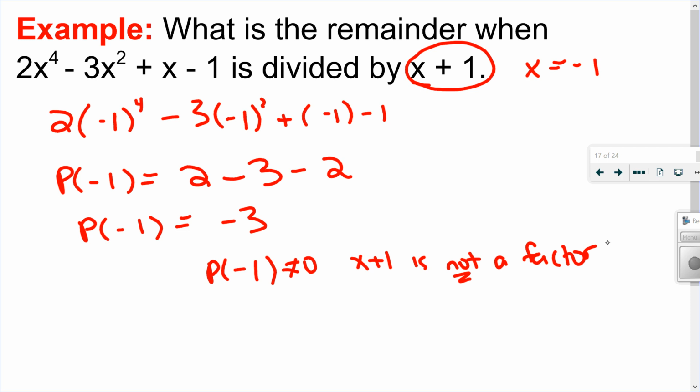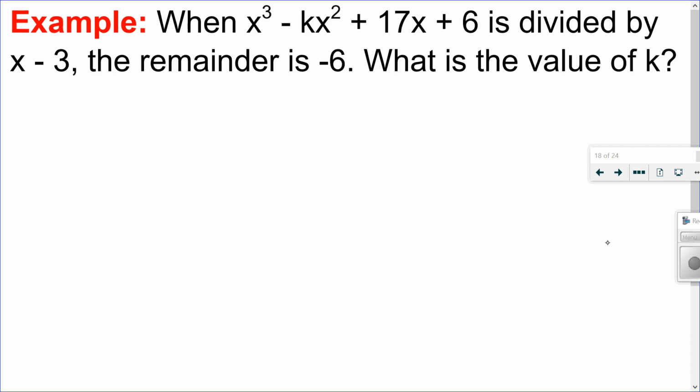So let's try some little twists on these questions. This time I'm going to give you the remainder and the factor, and you're going to solve for a part of the cubic function. So we have this cubic polynomial, and it's divided by x minus 3, meaning that x equal to 3 is the root, and the remainder is negative 6. Now, normally we're solving for that, but this time we're given it. So this is what I'm really given. The value of the polynomial at 3 is equal to negative 6.